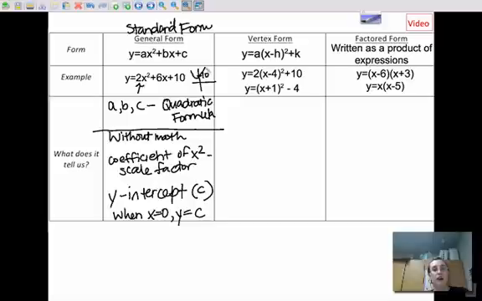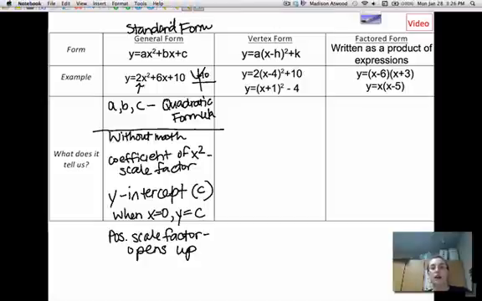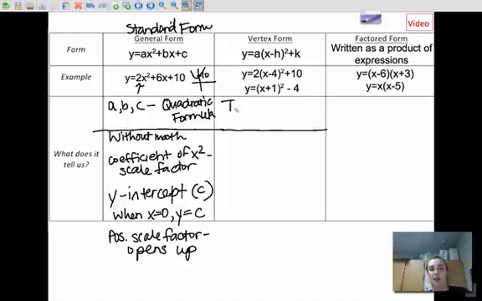I also know that it opens up because of the scale factor being positive. So when that leading coefficient is positive, I know that it opens up. All right? So next, we've got vertex form. This would be the type of equation that we would solve by taking the square root.